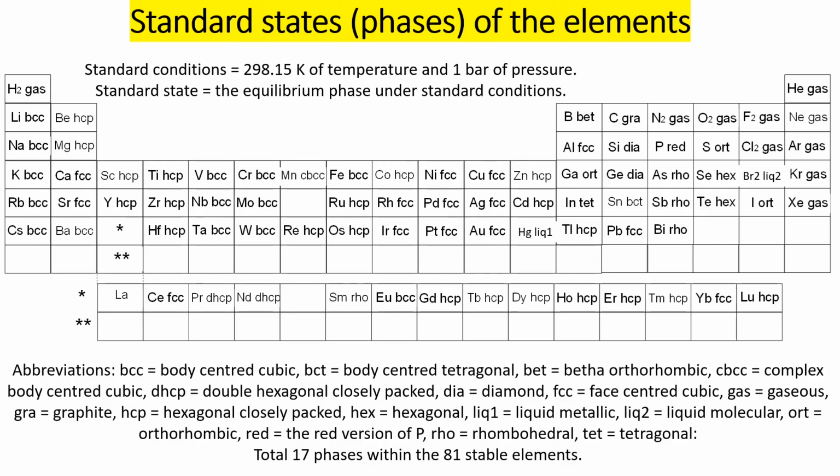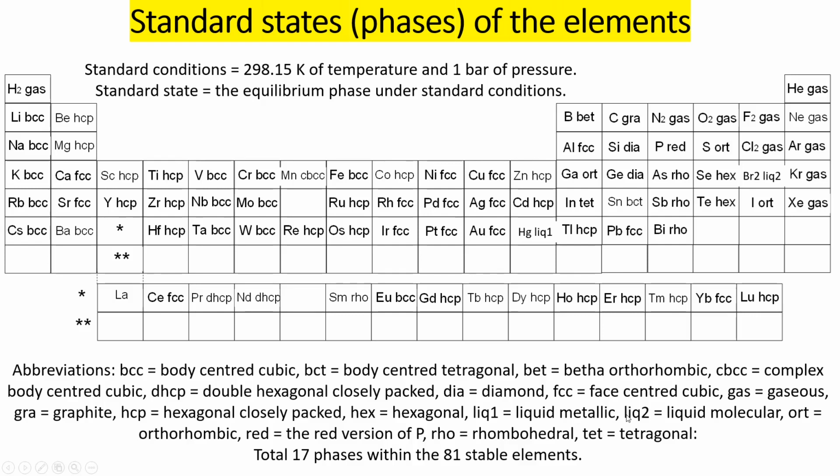As an example, let me show to you the standard states, the standard phases of the elements. That means in which phase the elements appear in equilibrium under standard conditions, and the standard conditions by definition are 298.15 Kelvin of temperature and 1 bar of pressure. So in this periodic table for each element some abbreviations are given. The abbreviations are explained below.